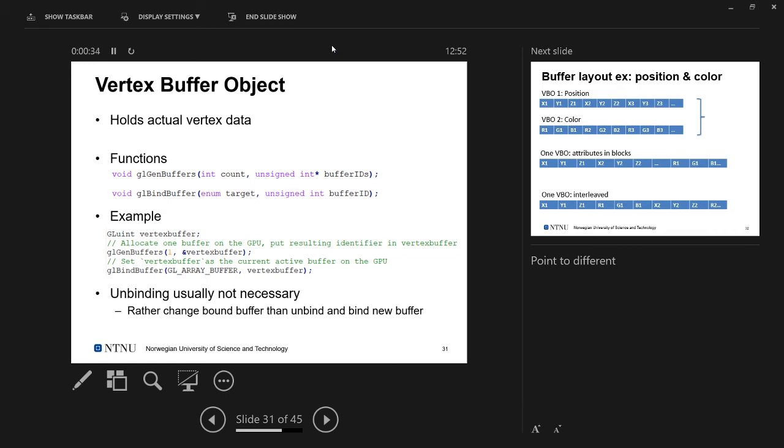And you have many different buffers in OpenGL. For now we will use array buffers, so you just have to specify a GL_ARRAY_BUFFER here as the target of this. And then you will refer to the ID every time you want to bind it.